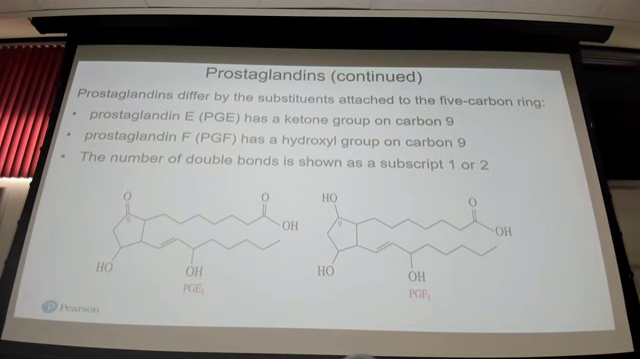So there are two types that we're going to talk about: prostaglandin E, PGE, and PGF. And you see that they are different based on the group that is positioned off of the ninth carbon, as shown here. So prostaglandin E1 has a ketone group off of the ninth carbon. You see the fatty acid chains. And then prostaglandin F1 has a hydroxyl group off of the ninth position in the 5-ring structure.